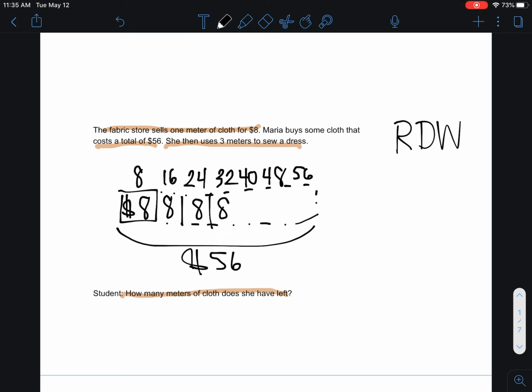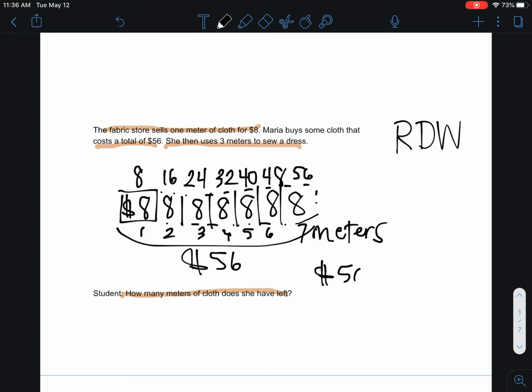1, 2, 3, 4, 5, 6, 7. So there's 7 meters of cloth. Now the equation I'm going to use is $56 divided by $8 gives me M. And the reason I chose M is to represent the total amount of meters. So M equals 7. We have 7 meters of cloth.